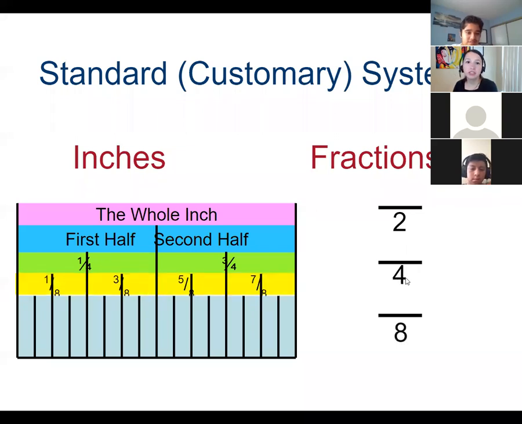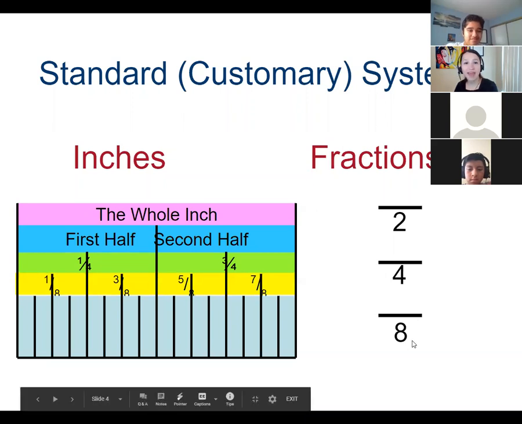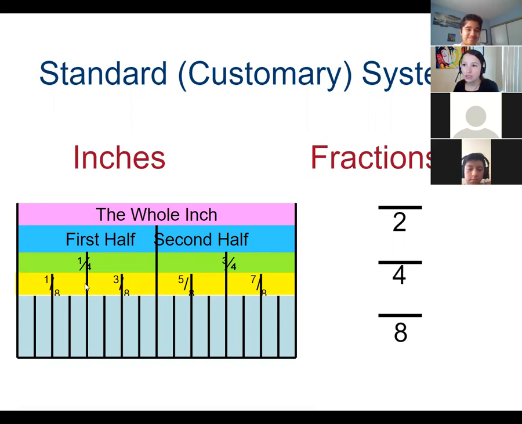Maybe if I was teaching this to a 6th or 7th grader, I would give them a ruler with eighths. That means that this section, the yellow section, is divided into eighths. 1/8, 2/8, 3/8, 4/8, 5/8, 6/8, 7/8, and then 8/8, right? So that's divided into eighths.